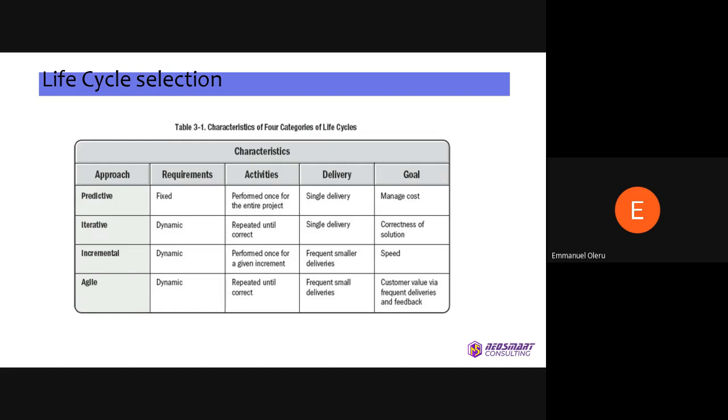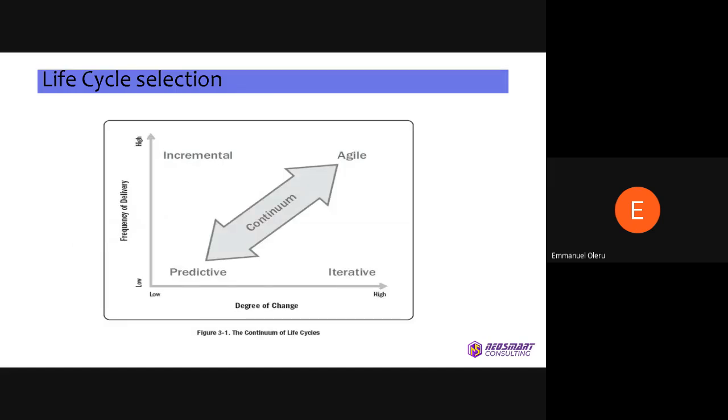Then we have incremental, which is also dynamic in terms of requirements. The activities are performed once for a given increment, and then there are smaller deliveries. You have frequent smaller deliveries, and the goal is speed. And then Agile has a combination of both of them, so that it can give you both correctness of solution and speed as we go.